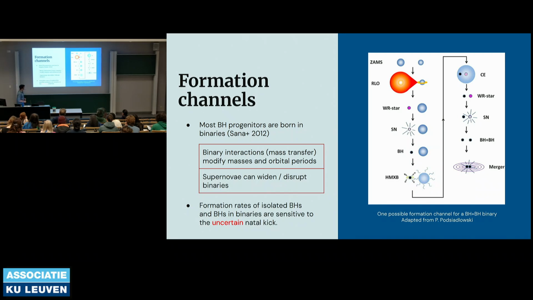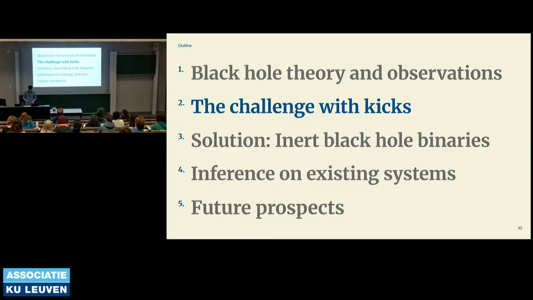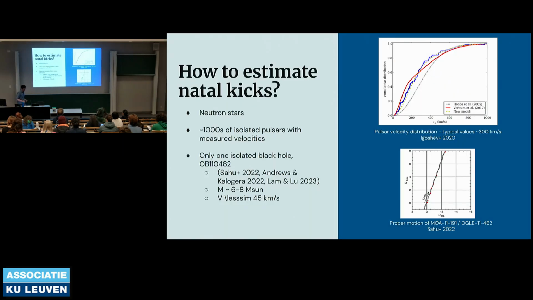So the formation rates of isolated black holes and black holes in binaries are sensitive to this uncertain natal kick. This is why we want to study this. It's also uncertain to other aspects of the physics, but in particular the natal kick and also the mass loss associated to the core collapse. The challenge with kicks is that we don't know how to estimate them, particularly for black holes. Now, for neutron stars, this is a much easier problem.